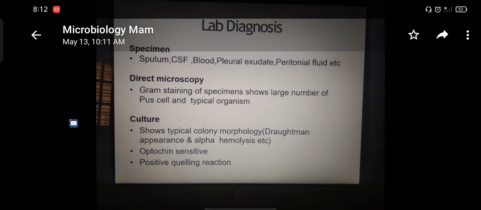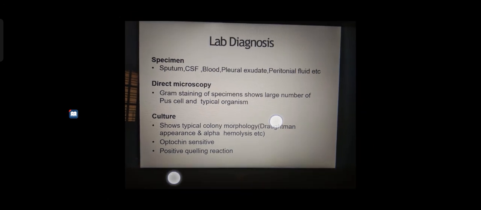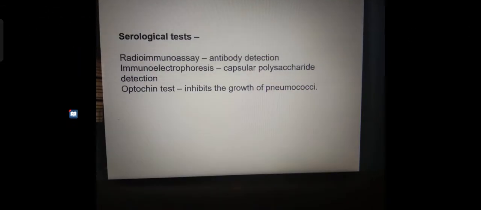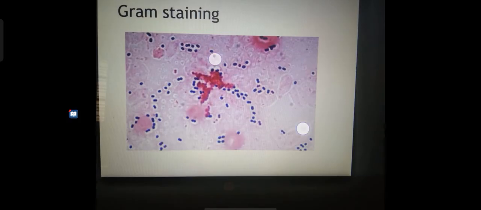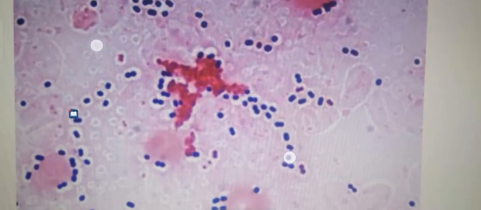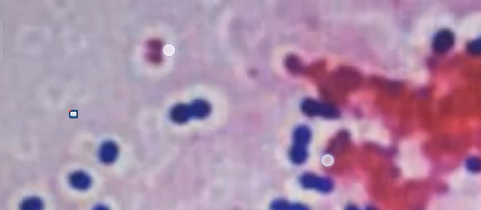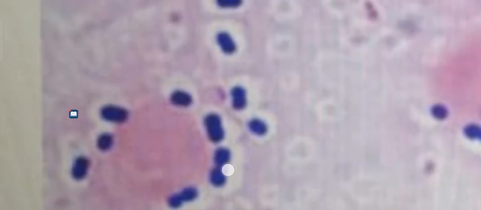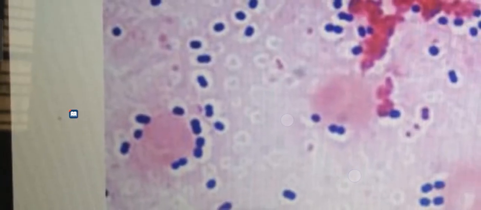Coming back to the Quellung reaction, it will be positive. In serological tests, antibody detection is done by radioimmunoassay, and capsular polysaccharide detection is done by immunoelectrophoresis. Optochin inhibits the growth of pneumococci. In gram staining, we can see in these colonies that this is a diplococci, this one is a diplococci, and so on. You are able to find that.